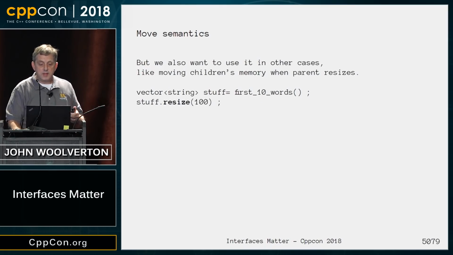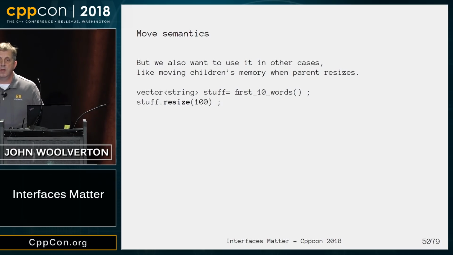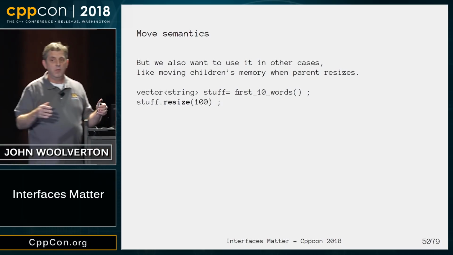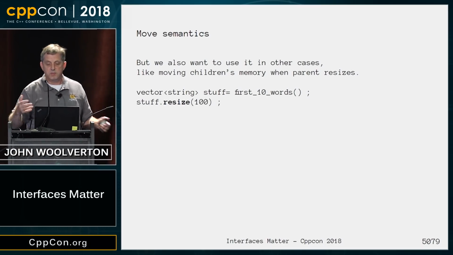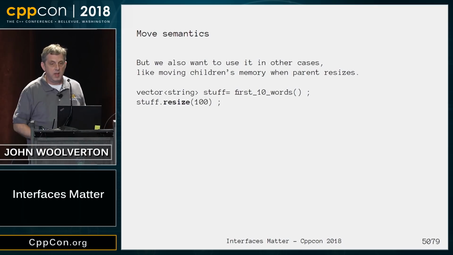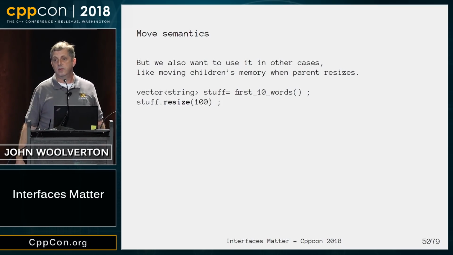But they looked at it and they said, there's even more we can do with this. If we can steal memory from containers, we can optimize all kinds of things. Like if we make a vector, we put 10 things in initially, and then we call resize on 100. Why would we want to copy those first 10 strings over?